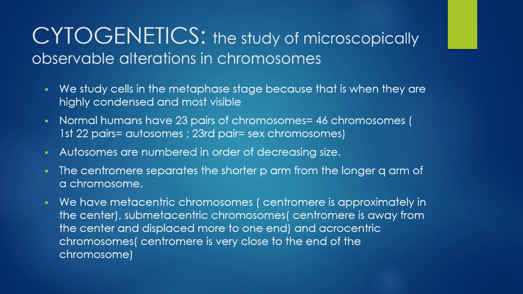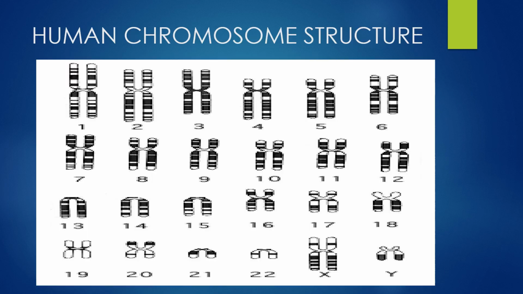Metacentric chromosome, meaning that the centromere is approximately in the center. Submetacentric, meaning that the centromere is away from the center and displaced towards one end. And acrocentric chromosome, meaning that the centromere is very close to the end of the chromosome. So this is just an example of human chromosome structure. We see that the autosomes are numbered in order of decreasing size, 1 being the largest and chromosome number 22 being the smallest. We see our X and Y chromosomes or our sex chromosomes as well.